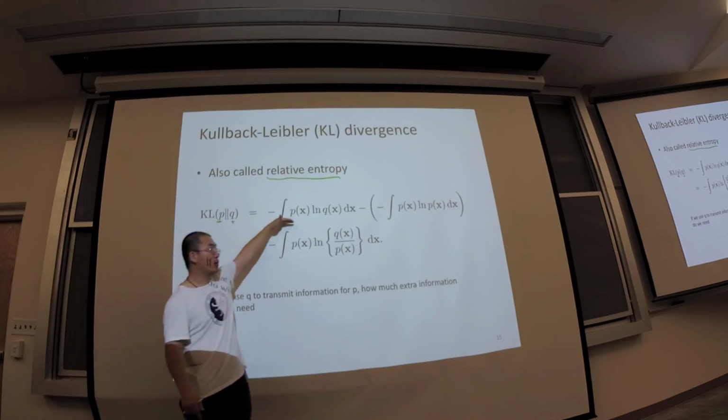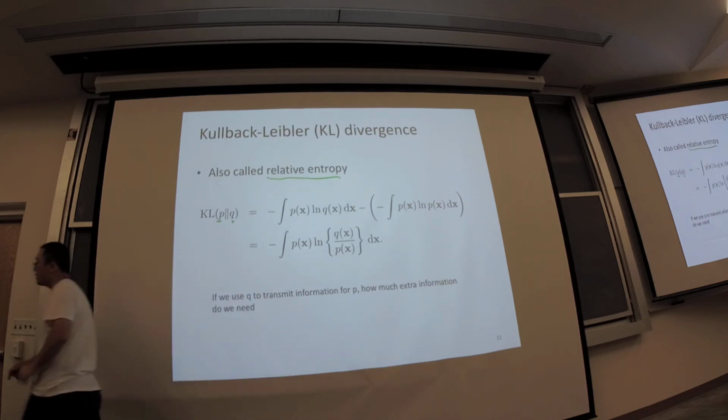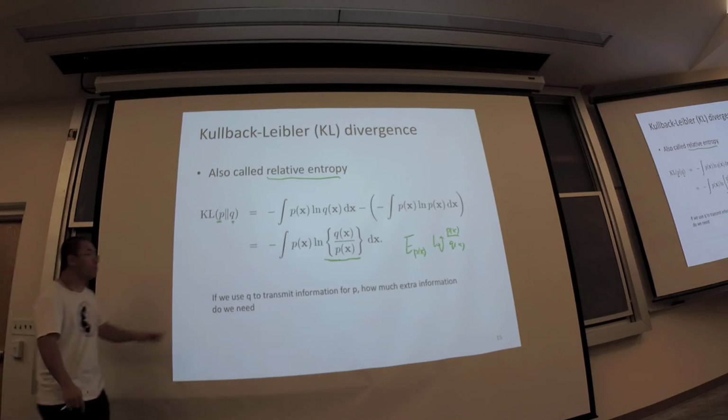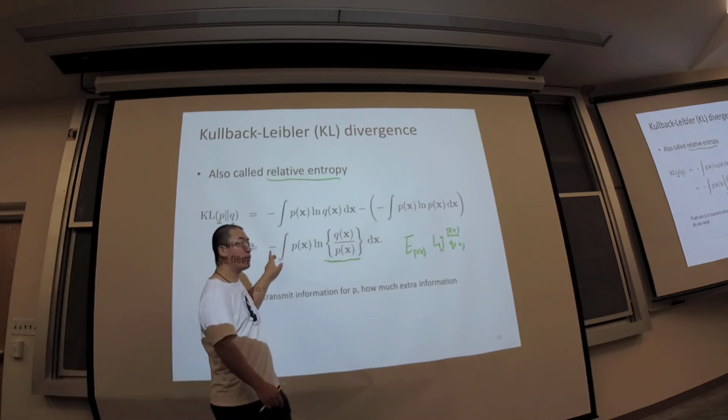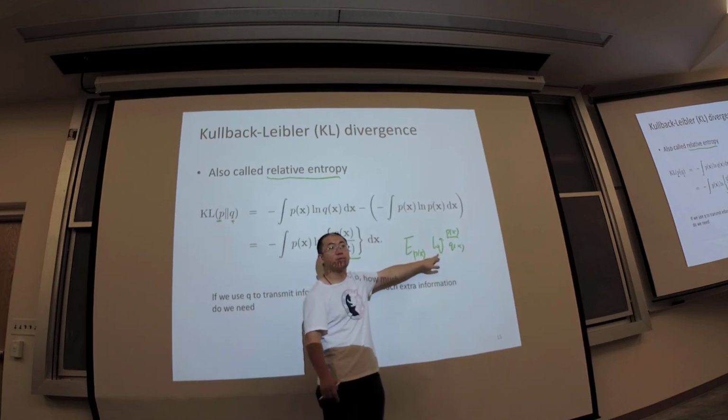So you don't need to look at this, just look at this. So the definition is the expectation of P(x) over logarithm of P(x) over Q(x). If you remove the negative sign, you actually need to switch the denominator and numerator, right? P(x) going upward, Q(x) going downward, we get the expectation here.